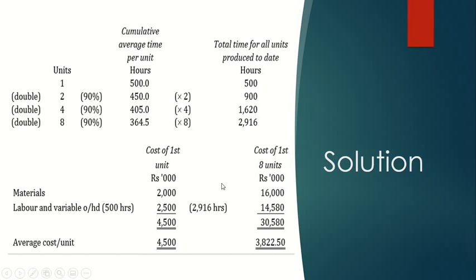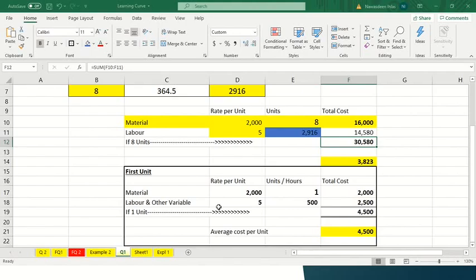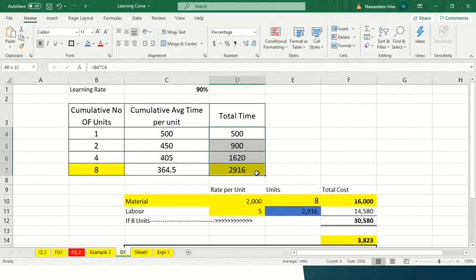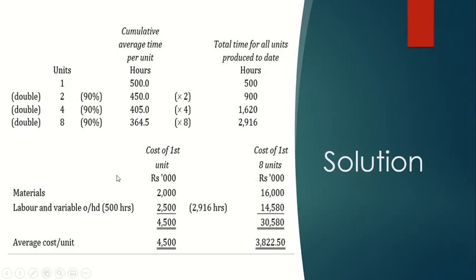So after applying this learning curve theory, we computed that to produce 8 units we need no 4000 hours, we need only 2916 hours as per this particular table. So we computed this table and we found we need only 2916 hours to produce 8 units.